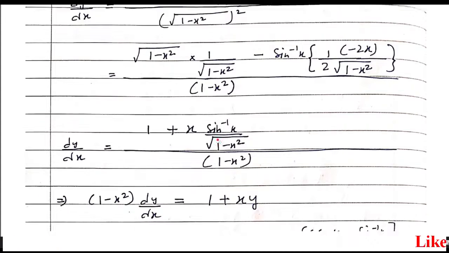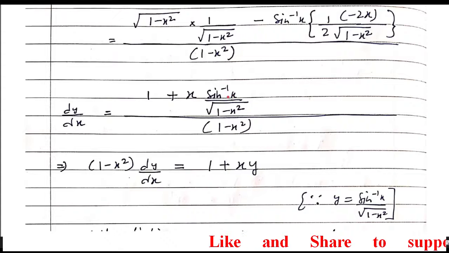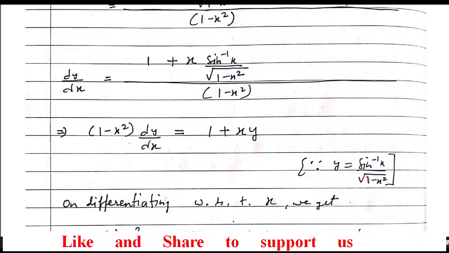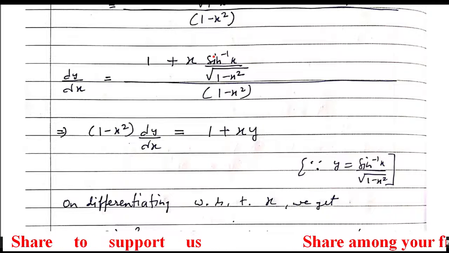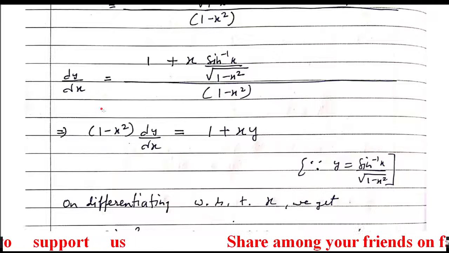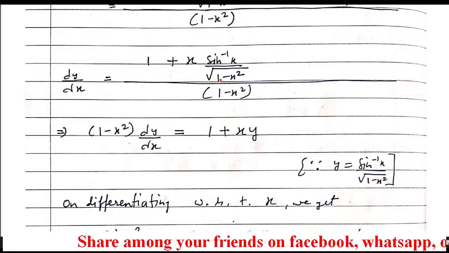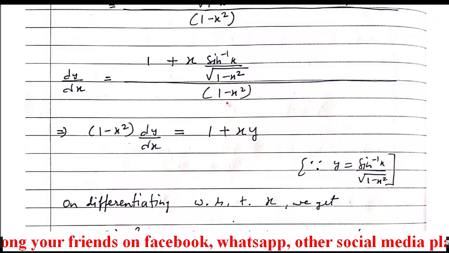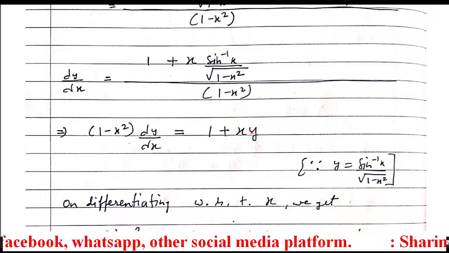When we observe it carefully, we find that sin inverse x upon root 1 minus x square is our given function. We see y is equal to sin inverse x upon root 1 minus x square. So this complete term will be replaced by y, and since it is in division, it will shift here and come in multiplication. This step is very crucial, because if we proceed without replacing it by y, it is going to be very complicated. That's why don't do it like that. Here, replace it by y.